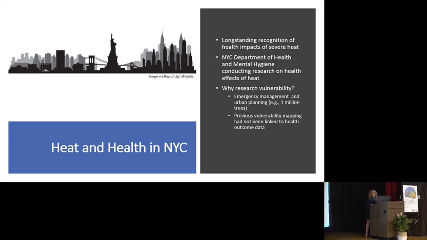One, as I said, I think it can inform urban planning. There was a huge initiative to plant 1 million trees in New York City, and so we could think about, if we understand population vulnerability, how to target the places to plant those trees. And secondly, from a scholarly perspective, a lot of the previous vulnerability mapping had not actually used health outcome data. So to me, I thought this was an important area to use health outcome data to validate the vulnerability maps.